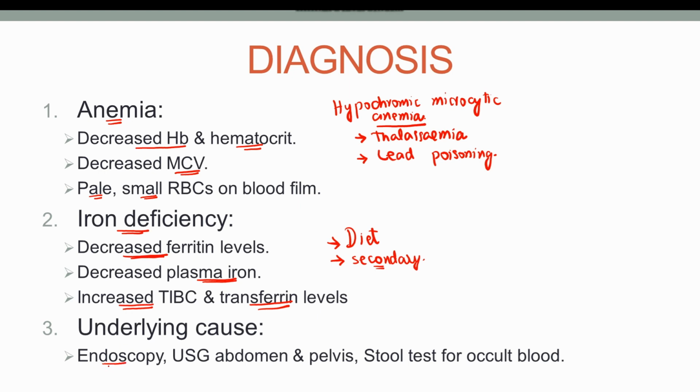Gastrointestinal endoscopy is done to rule out a chronically bleeding peptic ulcer or any other gastrointestinal anomaly. Ultrasound abdomen and pelvis is also done, and a stool test for occult blood is also done for screening of colorectal adenocarcinoma. The treatment of iron deficiency anemia is definitely to treat the cause and replenish the iron reserves in the body, which is done by using iron supplements such as ferrous sulfate. In severe cases of anemia, IV iron is also given, and the patient might also need blood transfusion.